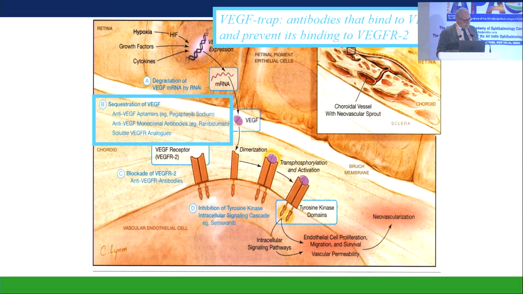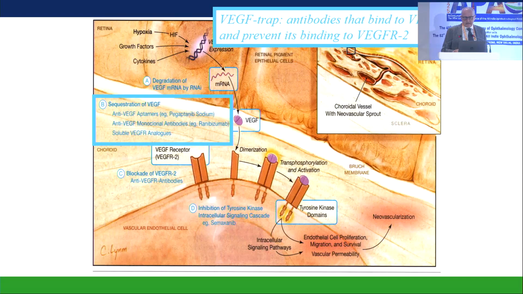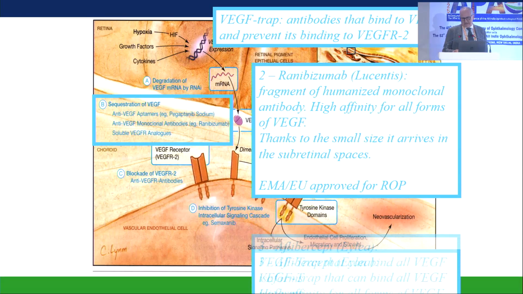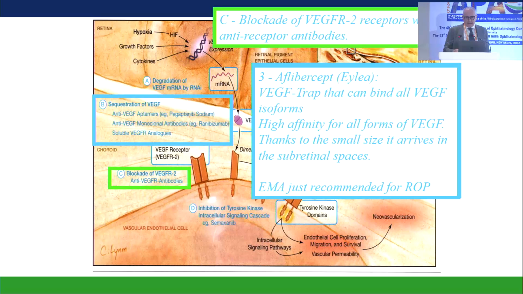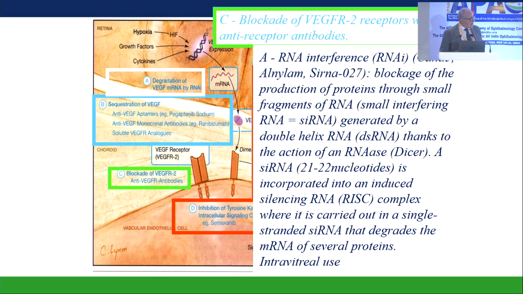space, and this is done by the drugs that we already know, bevacizumab, and then also Lucentis, Eylea, and we can also start to have the possibility to block the VEGF receptor 2, and we will see the work done by Amy Hartnett. Another interesting option is blocking the tyrosine kinase cascade inside the cells. And finally, what is very promising is the use of RNA interference to block the protein through small fragments of RNA.